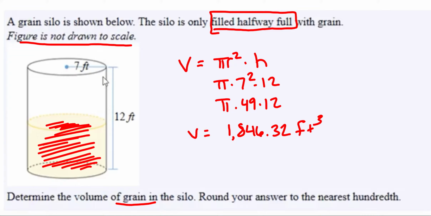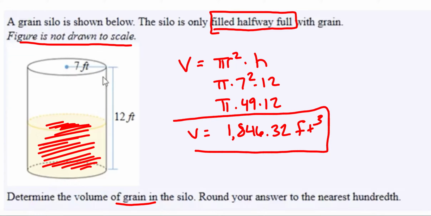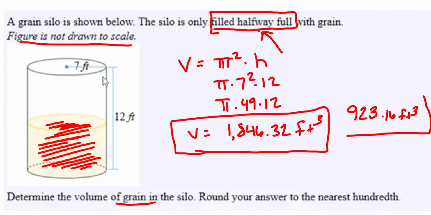I can guarantee you that this will be an option in a multiple choice because of the number of people who wouldn't have read the directions carefully. Remember that this said filled halfway. So what does that mean I need to do with my number? It means I need to divide it by 2. And when I divide it by 2, I get 923 and 16/100 feet cubed. Make sure that you read and follow the directions because this choice would be an option on your multiple choice just to see if you were paying attention.